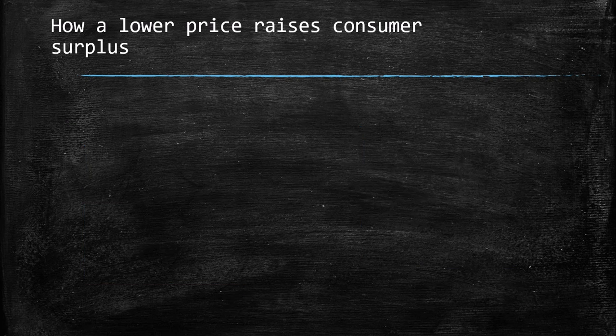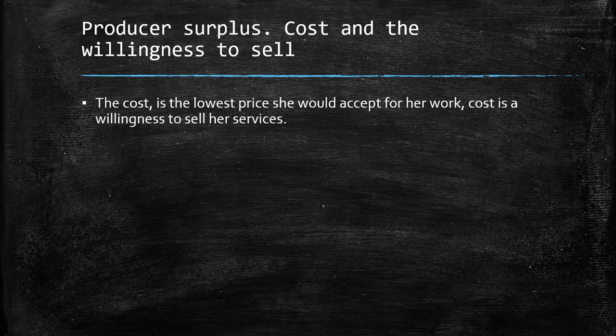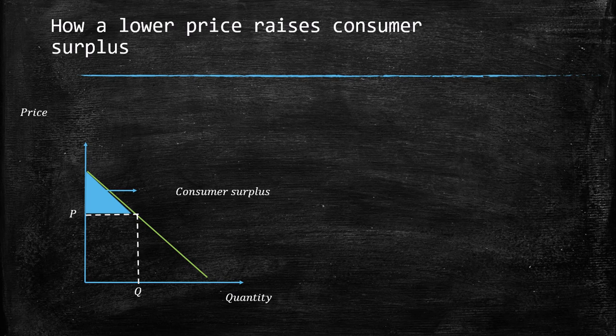How a lower price raises consumer surplus. Basically, we have the normal downward slope demand curve, which is given. Suppose the price is P and quantity is Q. All the area above the curve is going to be like the savings for the consumers, the buyers. So this is known as the consumer surplus. Where the price goes down, the consumer surplus goes up in this case.